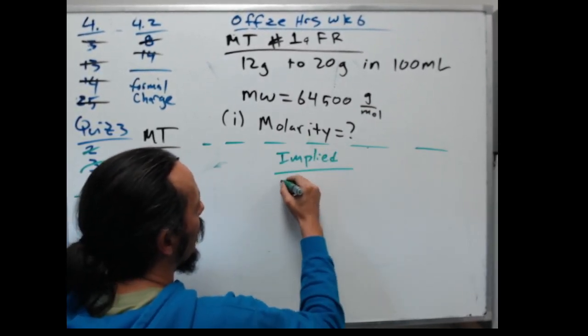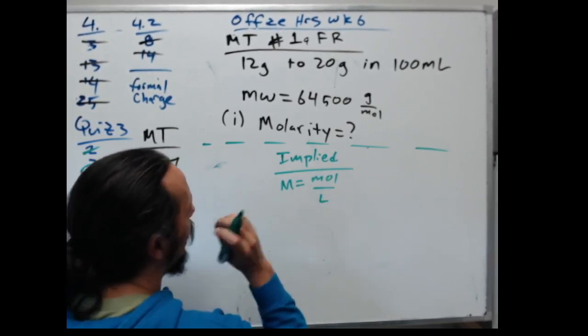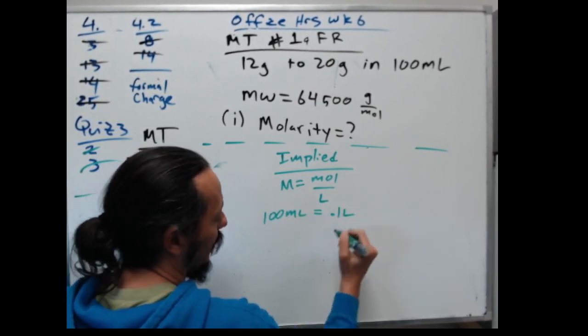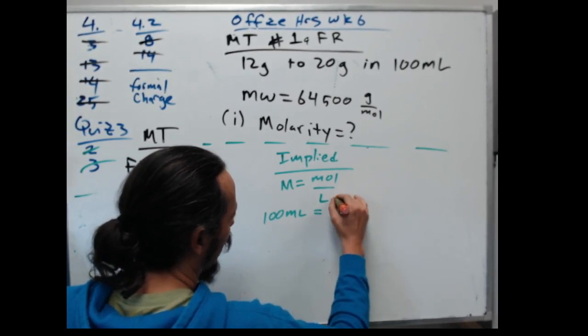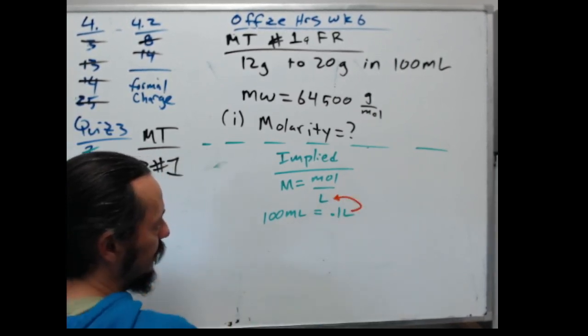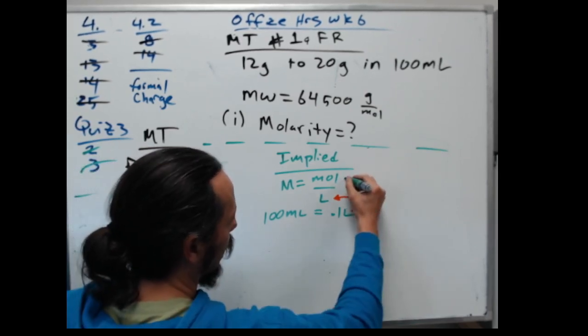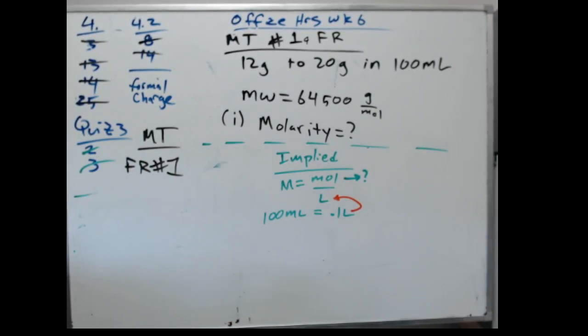One thing is I need to know that molarity equals moles per liter. I need to recognize that 100 milliliters equals 0.1 liters, which means I already have my volume. So that just means I need to find the moles somehow. How do I find the number of moles? Molar weight. What do I do with the molar weight?